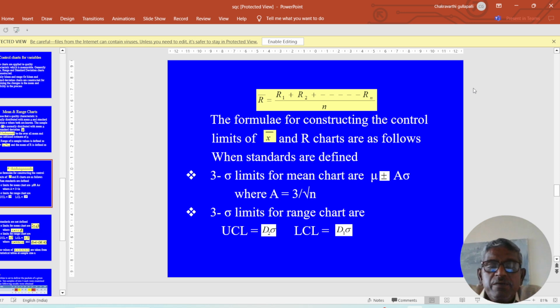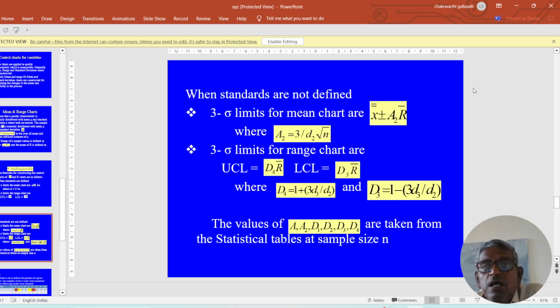So, what are the 3 sigma limits? Mu plus or minus 3 sigma suffix t. So, for the mean chart, the 3 sigma limits are mu plus or minus A sigma. Here A means 3 by root n. When mu and sigma are known, we are using mu and sigma values. And here the A value is calculated from the statistical tables.